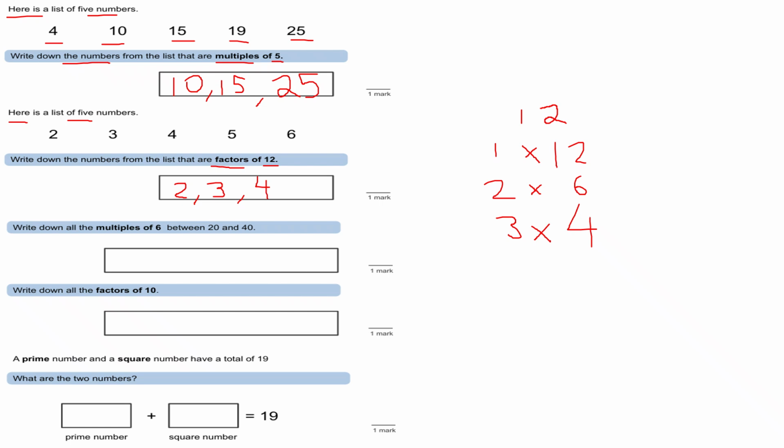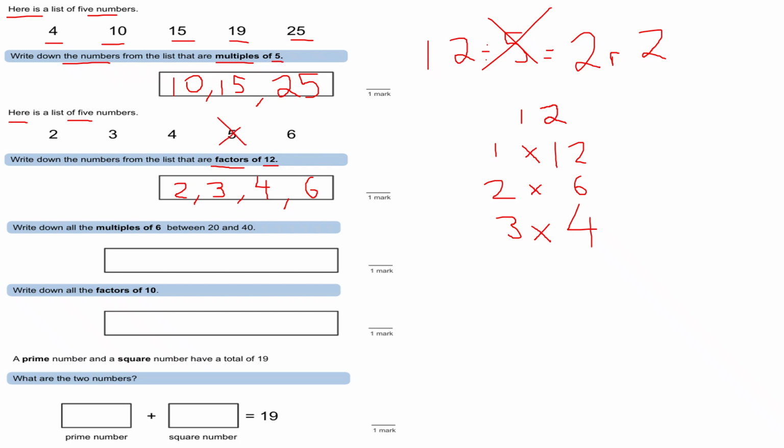Okay, 5 is not a factor because 5 will have a remainder, because 12 divided by 5 will give us 2 wholes and a remainder of 2. So a factor cannot have a remainder, hence why 5 is not a factor.